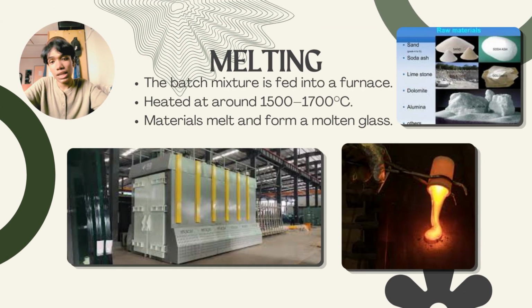quality. Melting stage. After the raw materials are mixed, they are fed into a large furnace. Inside the furnace, the materials are heated to a very high temperature, around 1500 to 1700 degrees Celsius. At this temperature, the silica sand, soda ash, limestone and colored glass all mix together to form molten glass. This molten glass has a smooth and even consistency, making it ready for the next stage, which is forming and shaping into different glass products.